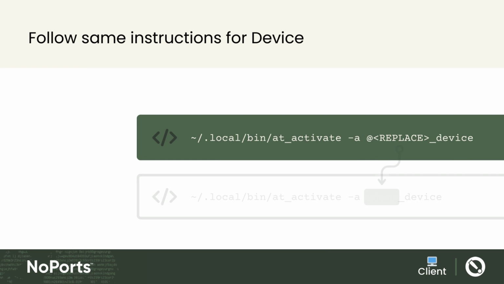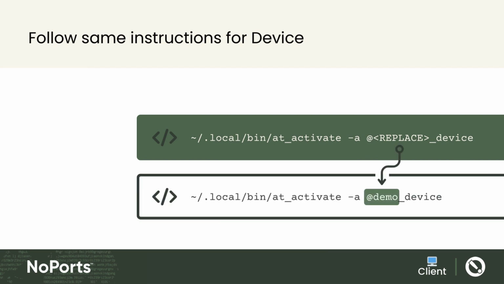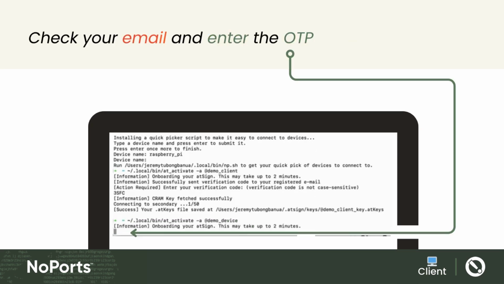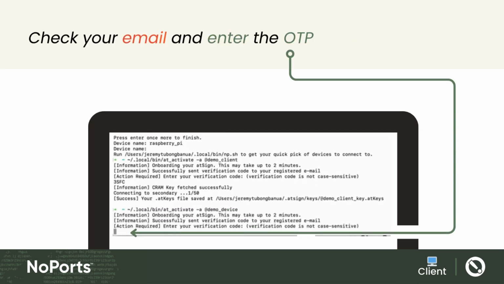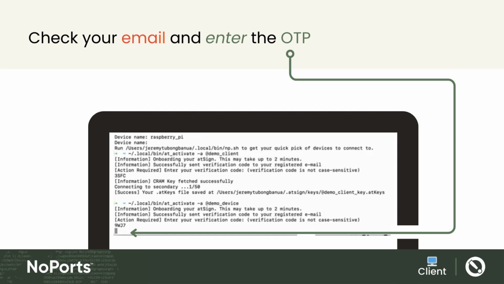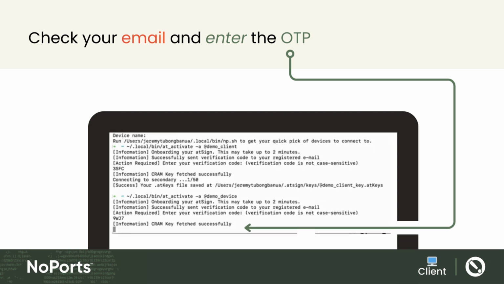Follow the exact same thing, but this time with your device address. I'm going to copy and paste the atactivate command and change the prefix accordingly. I will press enter and I will receive another OTP in my email. All I gotta do now is copy and paste the OTP I got in my email, and that will activate my device address.